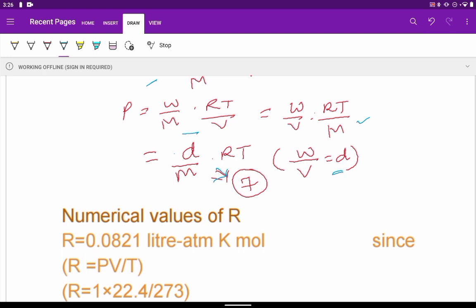Now see the numerical values of R. Now we know that R equals PV by T.